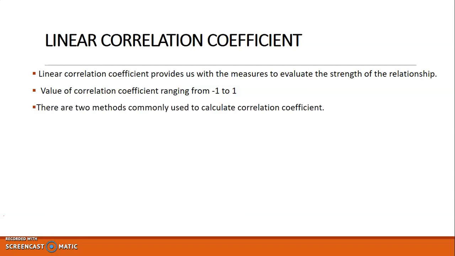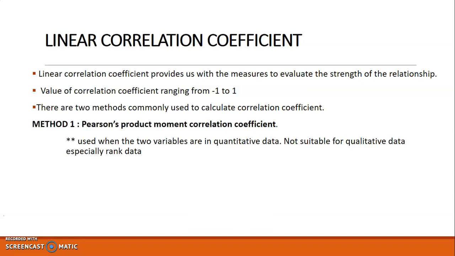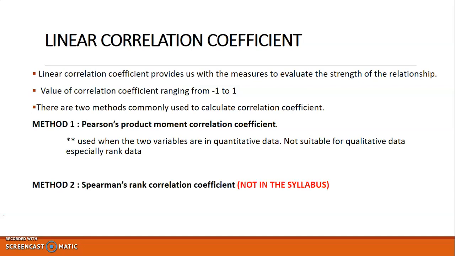There are two methods to calculate the correlation coefficient. The first one is Pearson's product moment correlation coefficient method. Secondly, Spearman's rank correlation coefficient. By the way, we will not discuss the second method here because it is not in your syllabus. We will only discuss the first method, known as the method of Pearson's product moment.